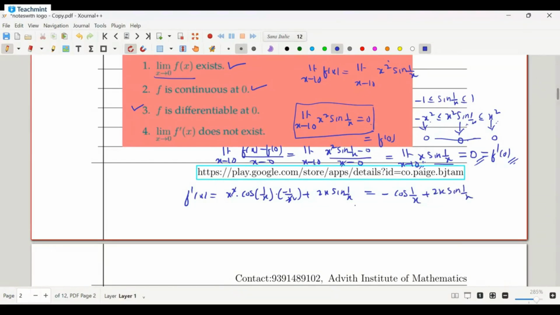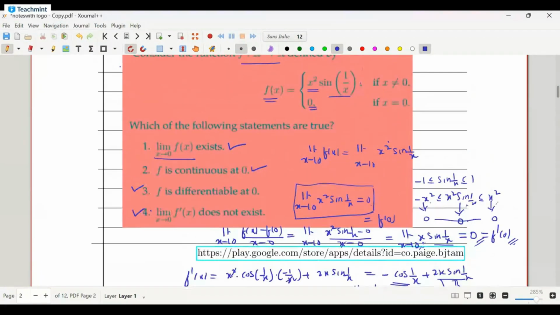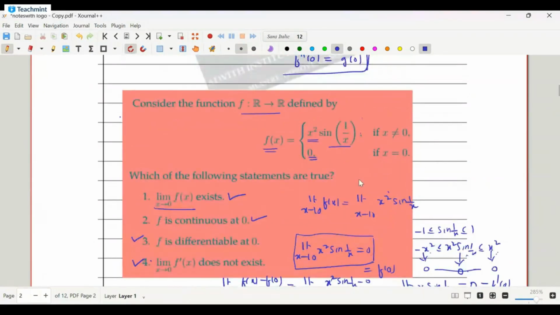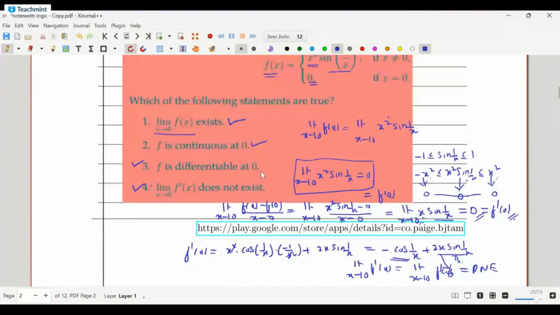So దీని యొక్క limit. So now apply limit value. Limit x goes to 0 f dash of x. So limit x goes to 0 this one, sir. But we know that the limit of this one exists and is equal to 0. The problem is with this one, sir. So limit of cos 1/x does not exist. So limit of f dash of x does not exist. So option 4 is also true. So therefore దీంట్లో ఇది 4.75 marks వచ్చింది, sir. So all are correct one.